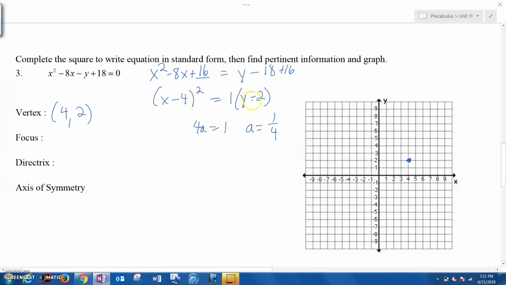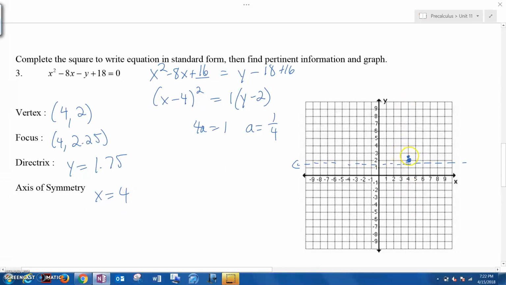By the way, this is an x squared with a positive value for a, so it's going to be opening up. So that means the focus is only 1/4 up from the vertex. So the focus is still at an x of 4, but now a y of 2.25. The directrix is 1/4 down, which is very tiny. It's hard to do that line. So if I go 1/4 down from 2, I have a directrix at y equals 1.75. And I have an axis of symmetry at x equals 4.